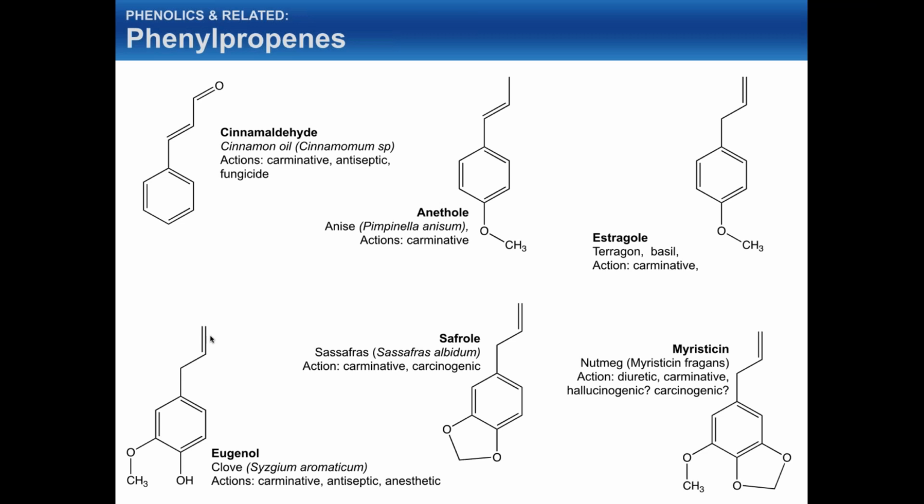So phenylpropenes, for the most part, are pretty safe, but like any essential oils, high amounts in general you have to be cautious with, and there are some you have to be even more cautious with, including safrole, eugenol, and myristicin. In the old days, you used to use clove oil all the time topically for toothaches and stuff like that.